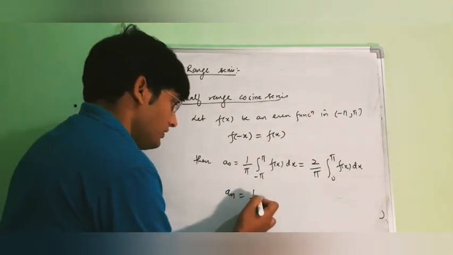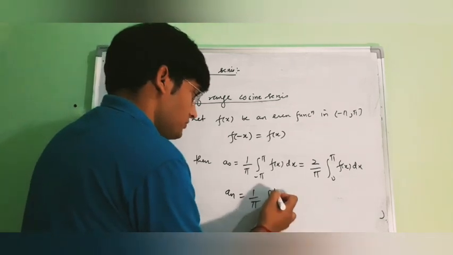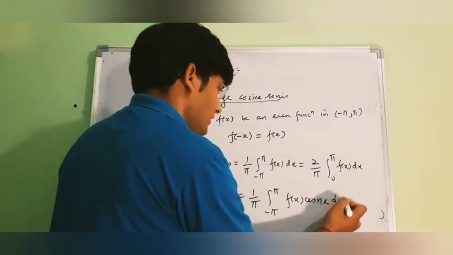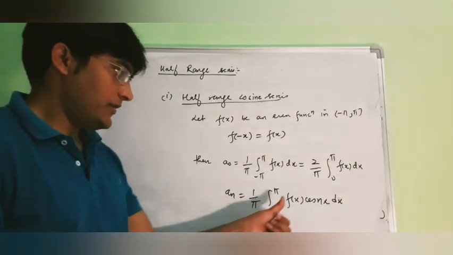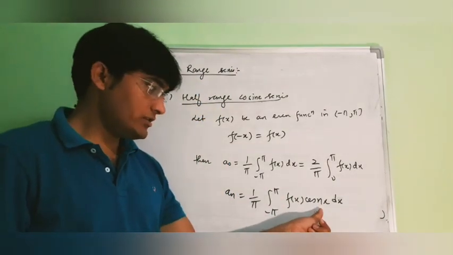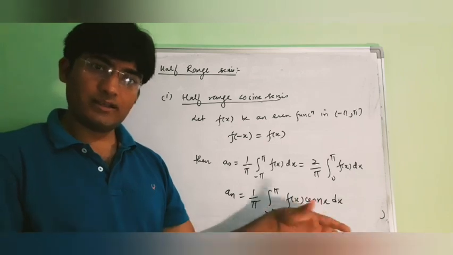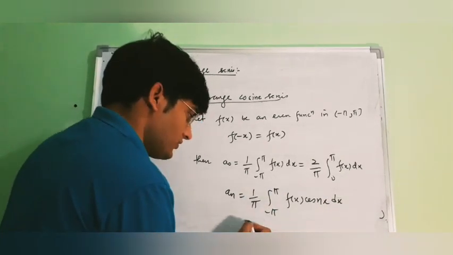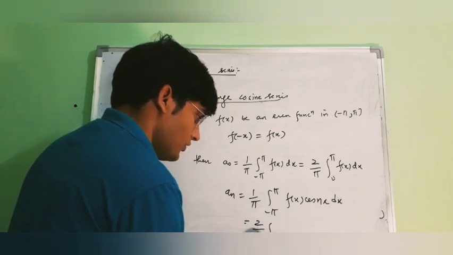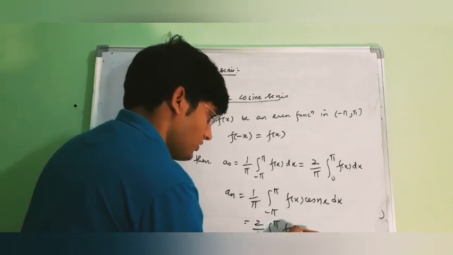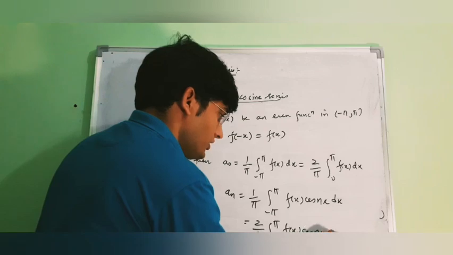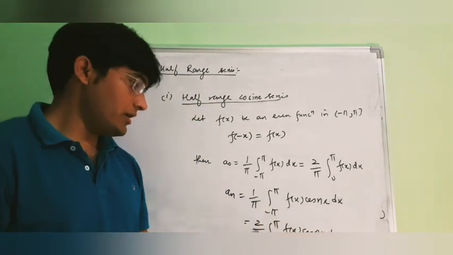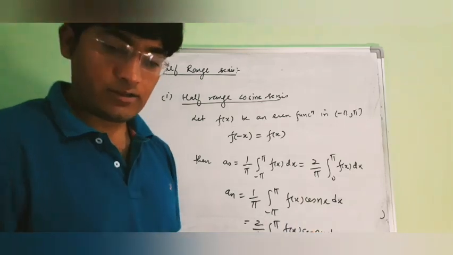Then an will be 1 by pi integral from minus pi to pi f(x) cos nx dx. Now you can see that f(x) is even, and cos theta is even because cos of minus theta is the same as cos theta. So their product will be even. Hence it is equal to 2 times 1 by pi, that is 2 by pi, integral from 0 to pi f(x) cos nx dx. So if your function is even, then your an will be 2 by pi integral from 0 to pi f(x) cos nx dx.